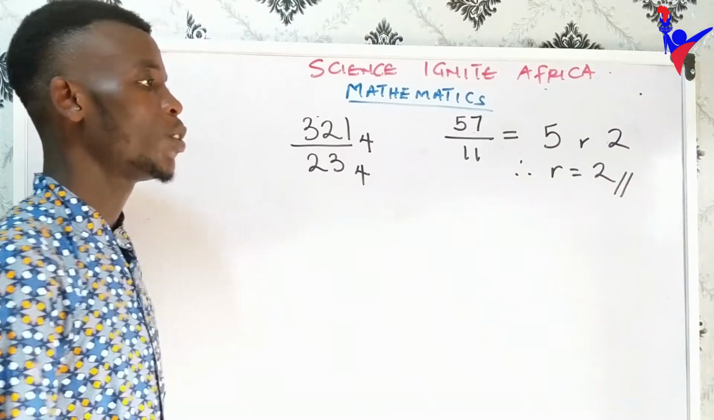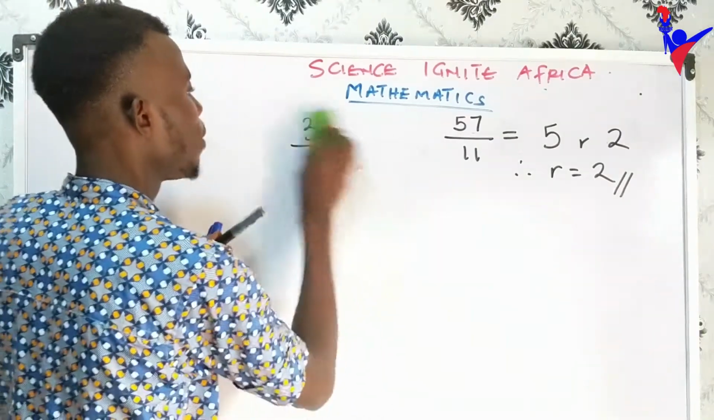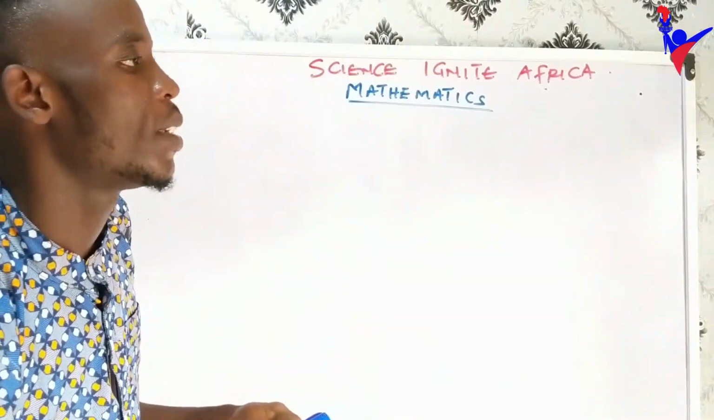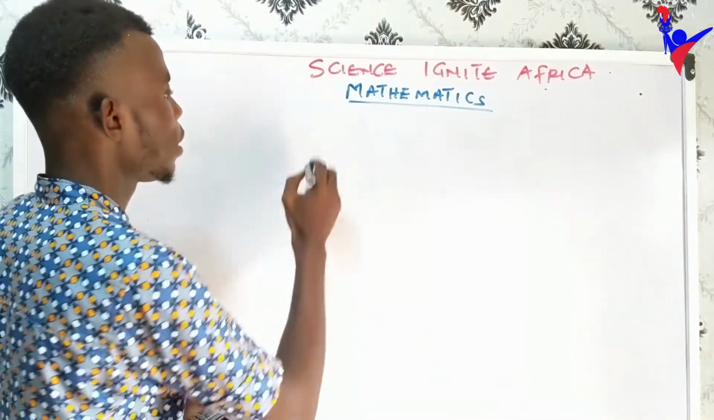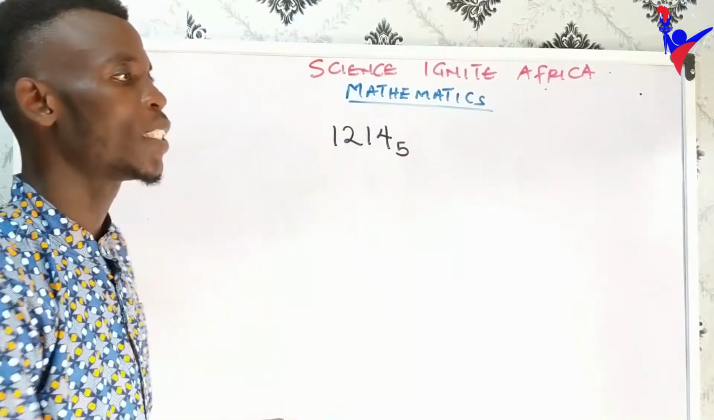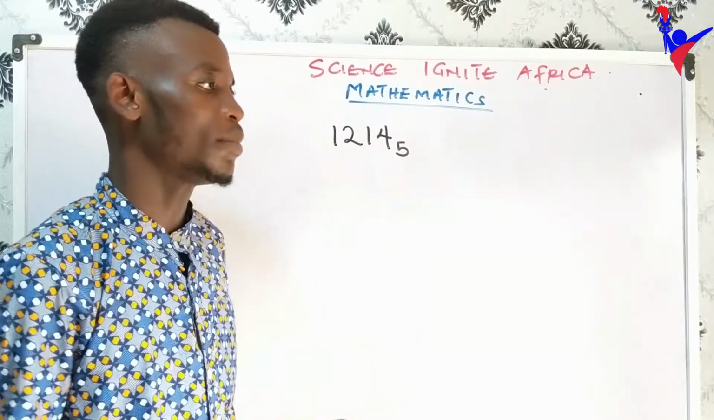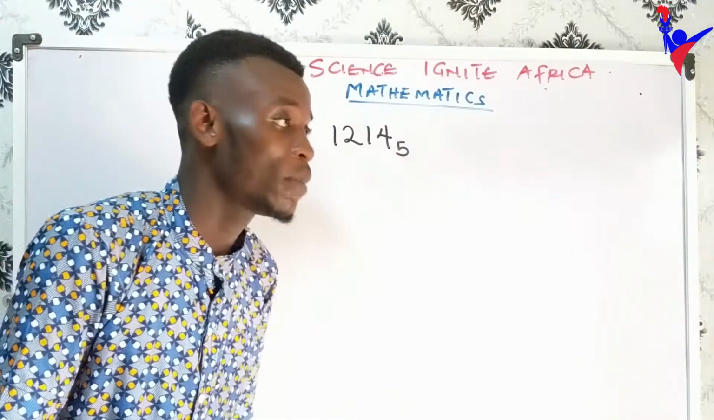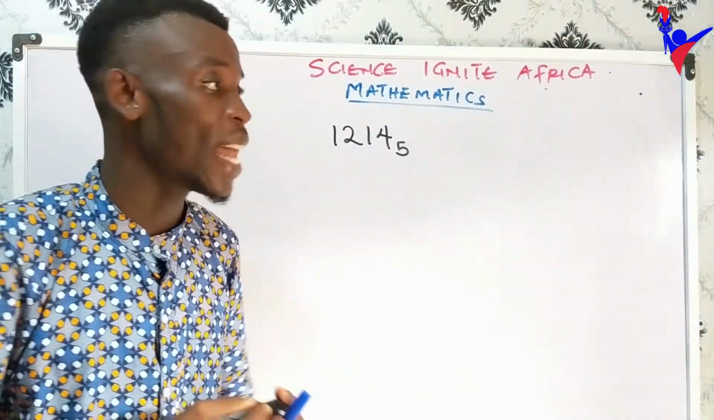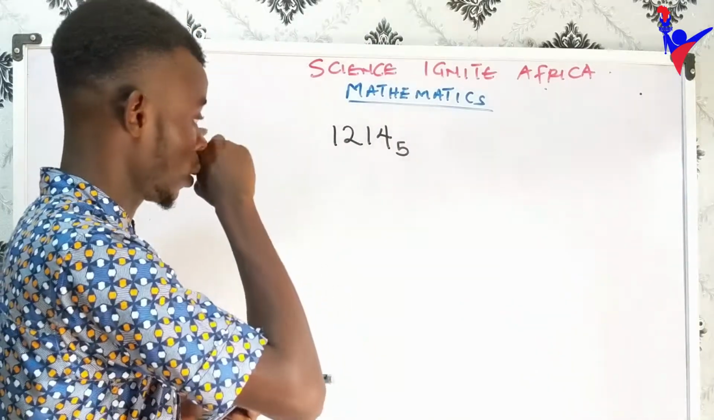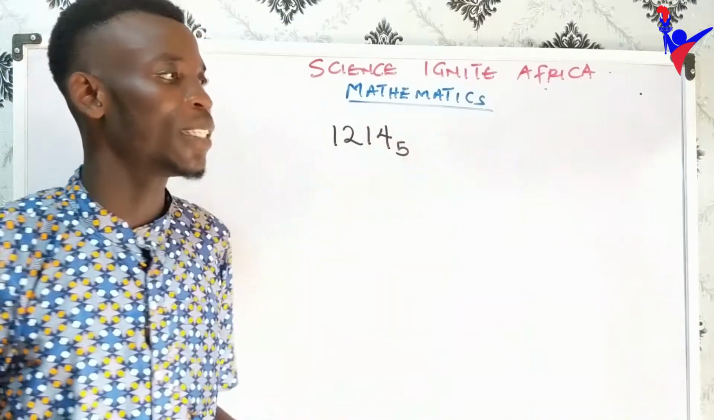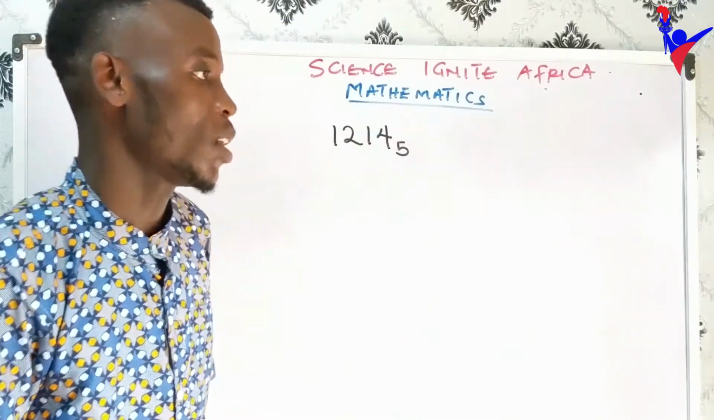Okay, moving over. The sum of 4 numbers is 1214 base 5. What is the average expressed in base 5? That is, when 4 numbers were added, we have this answer. So we are now told, what is the average expressed in base 5. Alright, so let's go.